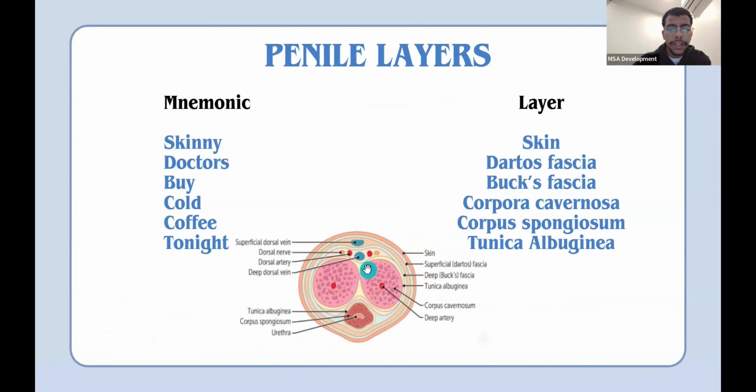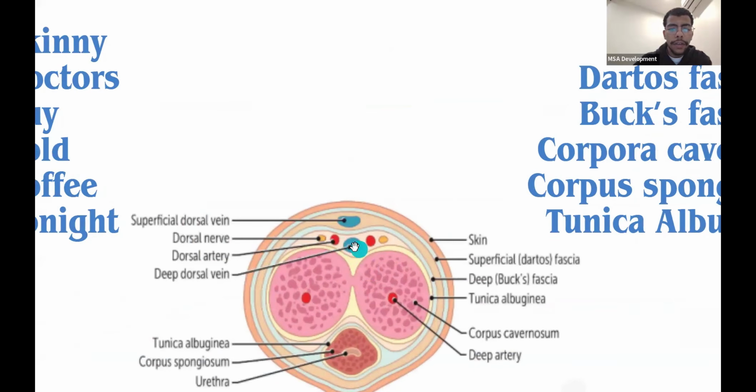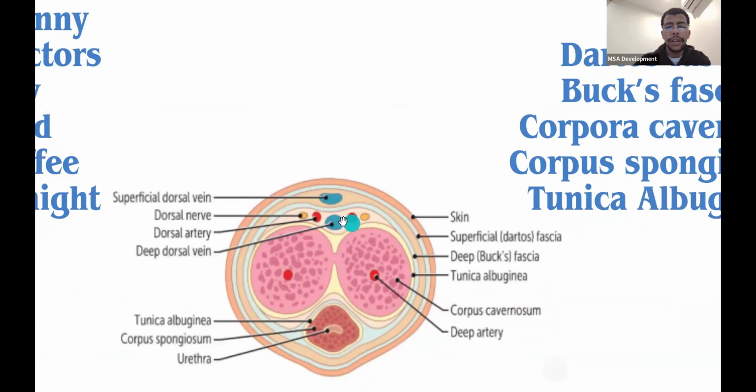Okay. Now, can you guys see here? Here we have a deep dorsal vein. Then we have the dorsal artery of the penis. Then we have the dorsal nerve of the penis. Okay. Remember these well. And the order is van from middle to lateral, both sides. Van. Okay. And then above it, we have superficial dorsal vein, but this is not really important. I just want you to remember these three.